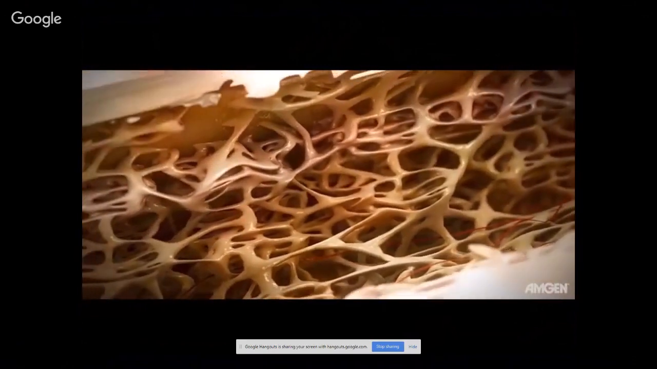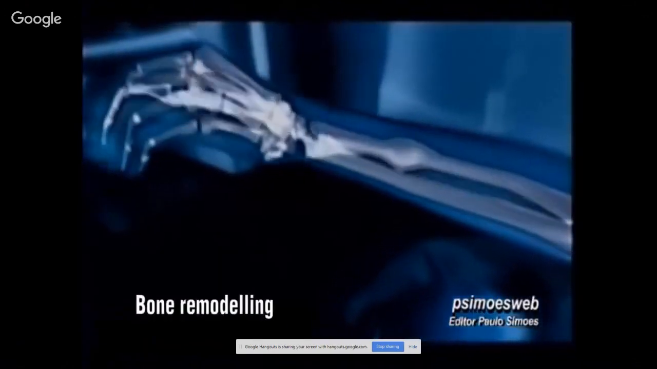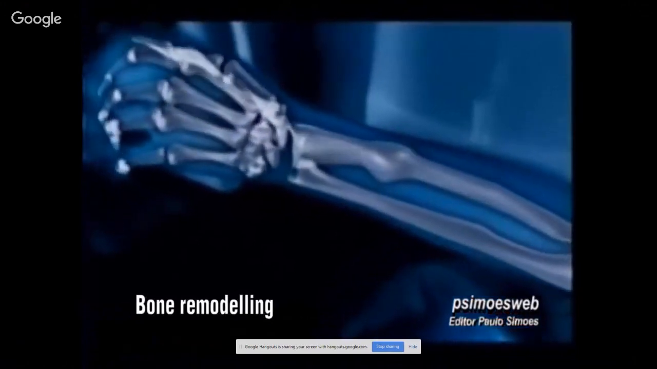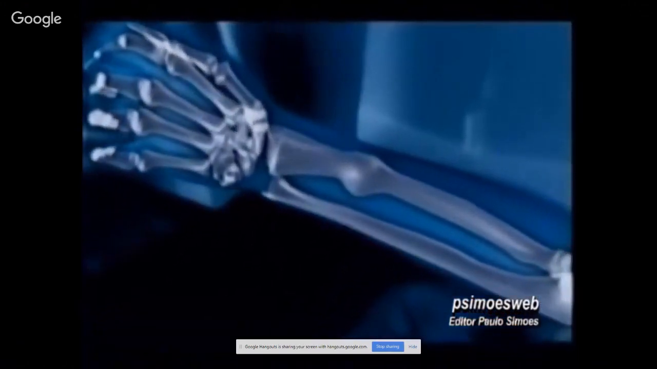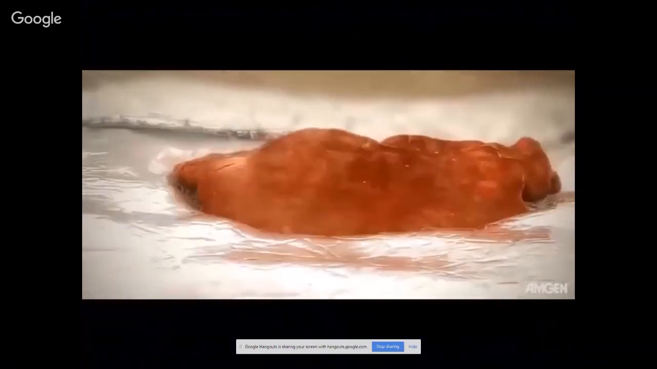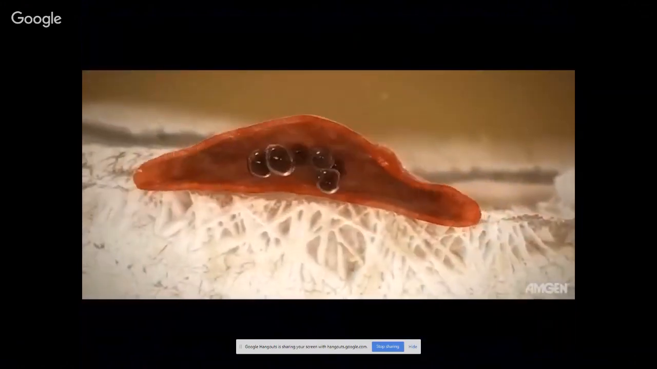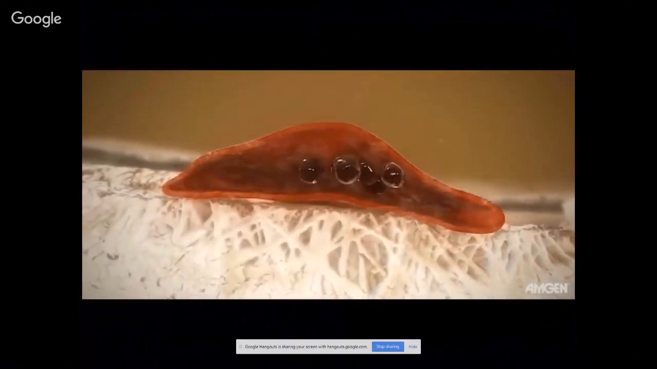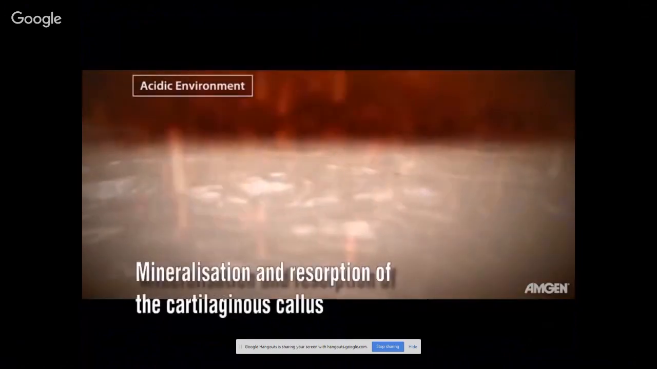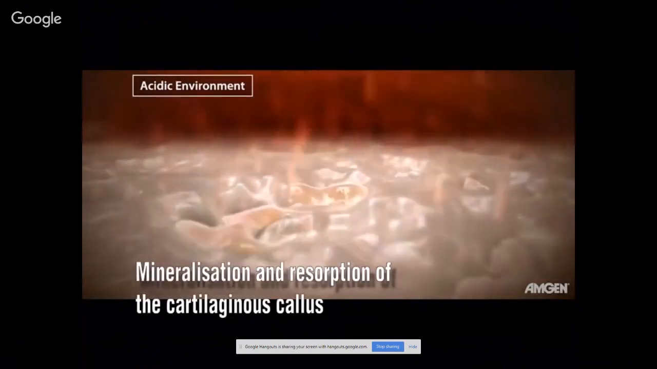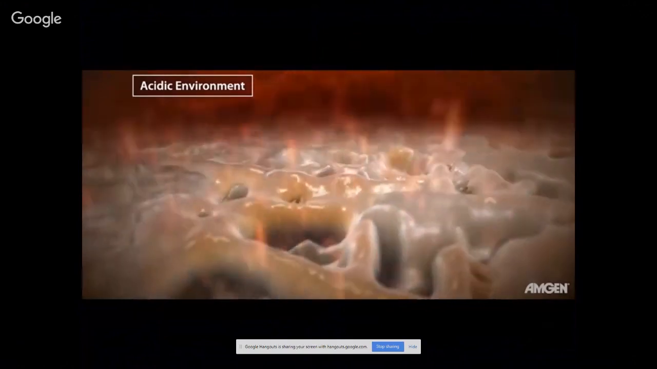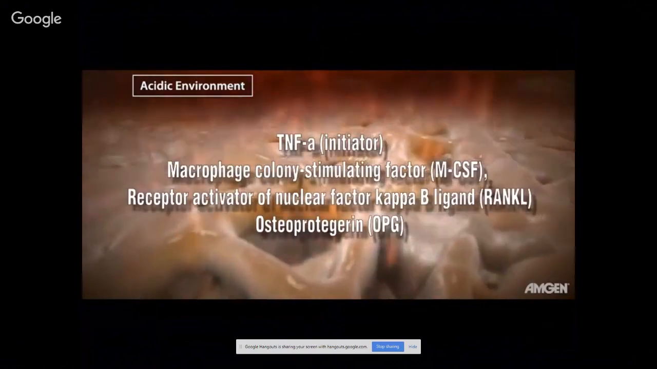So that's spongy bone. The outside is the compact bone. So these are the osteoclasts that are releasing acid. It's actually an acid and an enzyme that allows the matrix to be reabsorbed.